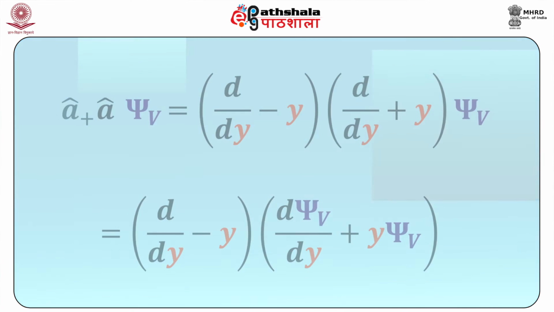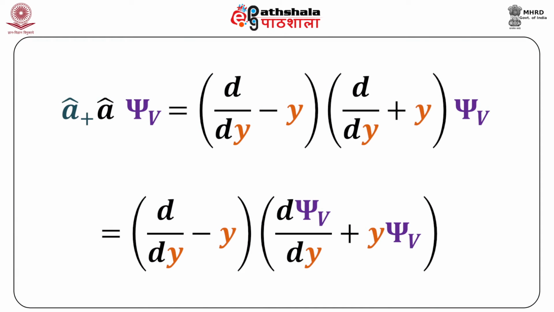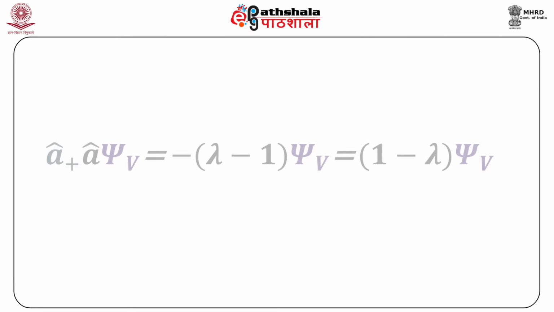And let's see here that when a plus cap and a cap operate on ψv, as you can see here, we have substituted their values, and using our earlier equation, we notice that a plus cap a cap ψv ultimately becomes equal to 1 minus lambda ψv. So this is one very important equation which we have got. Please notice here a plus cap is coming first and then a cap.